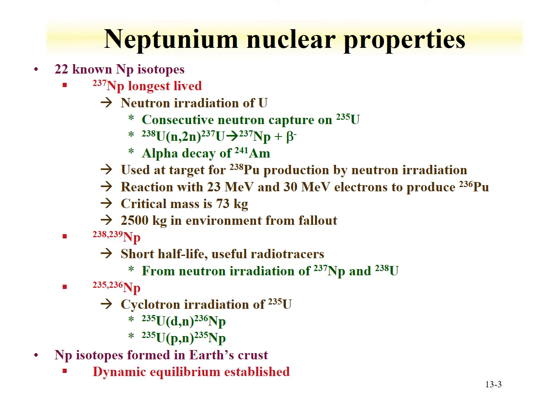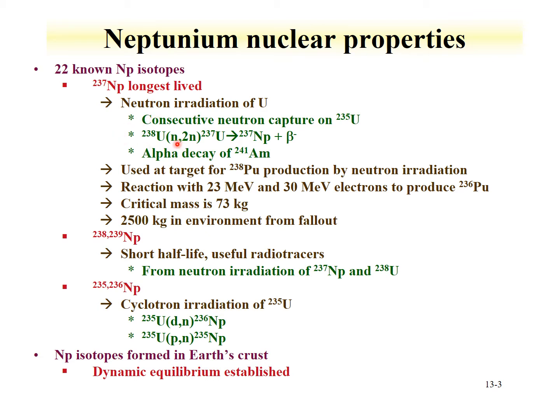Neptunium has 22 known isotopes. The longest-lived is the Neptunium-237 isotope, which can be produced two ways in the nuclear fuel cycle. One is consecutive capture on uranium-235. Uranium-235 captures a neutron, and instead of fissioning, in a smaller percentage of the time it'll capture to form uranium-236. The uranium-236 is also long-lived, and it can capture a neutron and create uranium-237, which then beta decays to Neptunium-237.